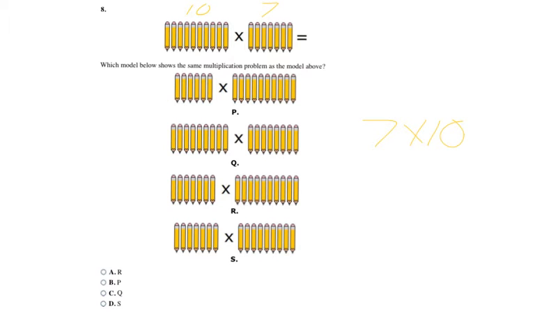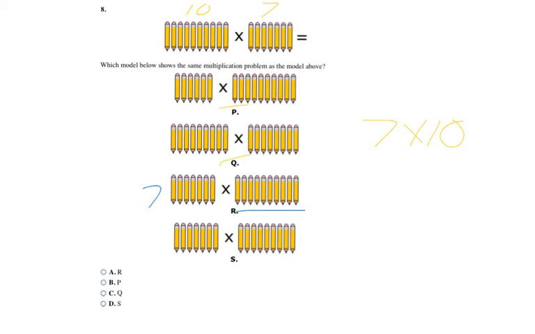So here I have 1, 2, 3, 4, 5, 6 pencils. So it can't be P because I need to have 7 first. Here I have 1, 2, 3, 4, 5, 6, 7, 8, 9 pencils. So it can't be Q because I need to have 7 first. And then R, I have 1, 2, 3, 4, 5, 6, 7. So I have 7 here. And so I'm hoping that this second set has 10. So I go ahead and count those: 1, 2, 3, 4, 5, 6, 7, 8, 9, 10.